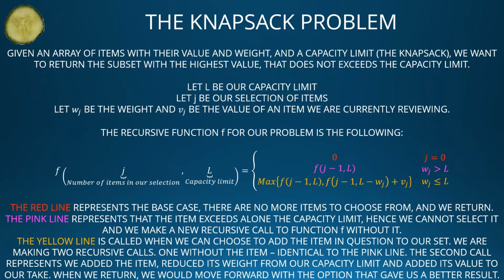The pink line represents the item exceeding the capacity limit alone, hence we cannot select it, and we make a new recursive call to function f without it. And the yellow line is called when we can choose to add the item in question to our set. We are making 2 recursive calls, one without the item, identical to the pink line. The second call represents that we added the item, reduced its weight from our capacity limit, and added its value to our take. When we return, we would move forward with the option that gave us a better result.